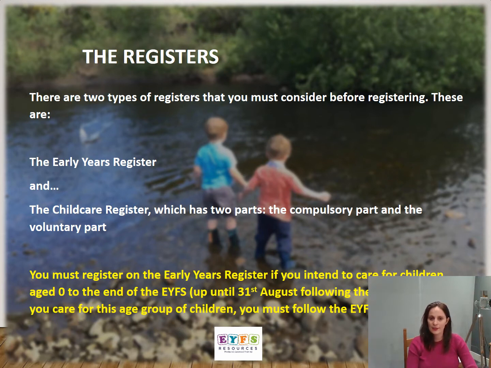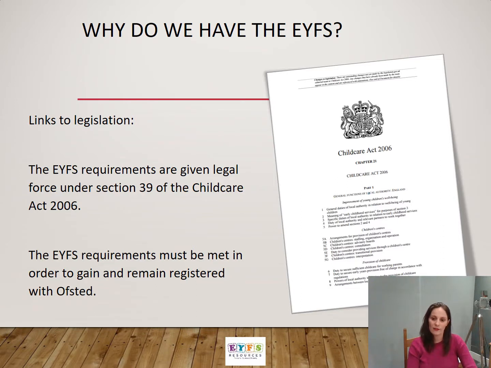Let's have a quick look at the registers. When you apply to Ofsted, you need to think about which register you want to be on. There are 2 registers. The first register is the Early Years Register. This is the one where you intend to care for children in the 0 to 5 age bracket, which is the EYFS age groups. The Childcare Register, which has 2 parts: the compulsory part for children that are 5 to 8 years, and then the voluntary part for children over the age of 8 years, which obviously is voluntary. So you want to be looking at these 2 registers to see which one best suits the childminding career that you want to pursue.